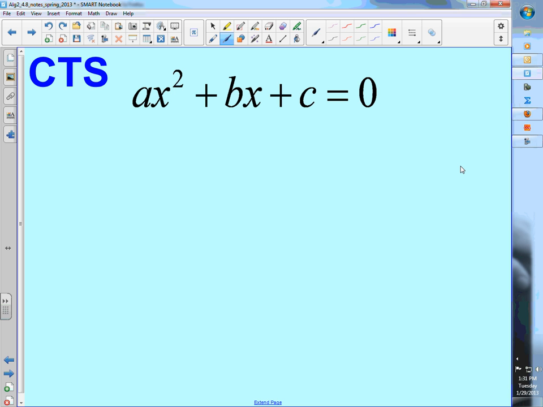What kind of function am I showing you here? What kind of an equation? A quadratic. It's a quadratic function. How many solutions are there? How do you know?